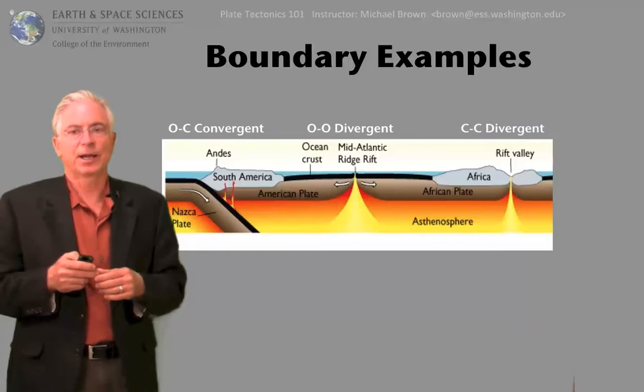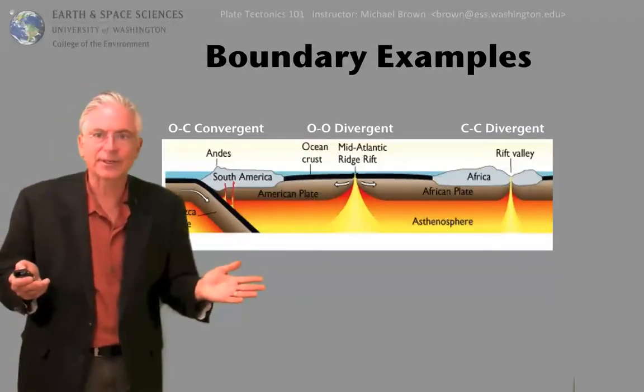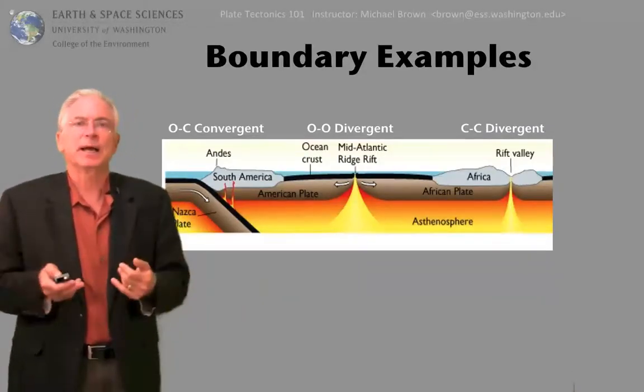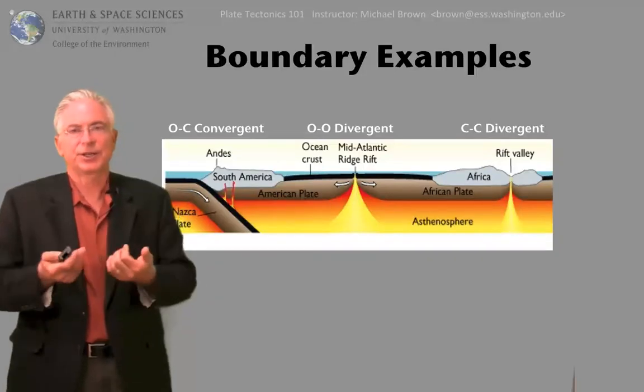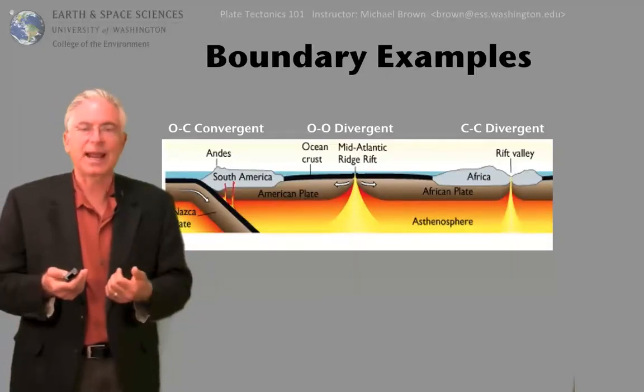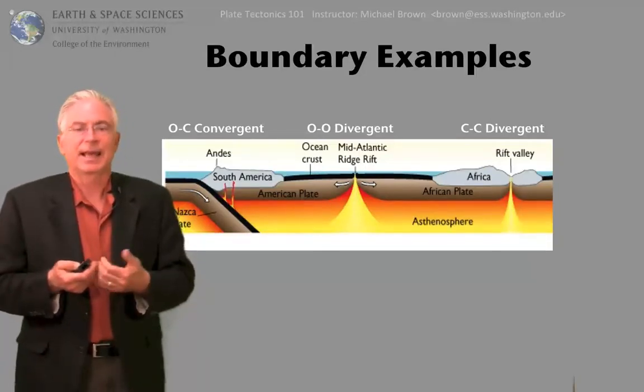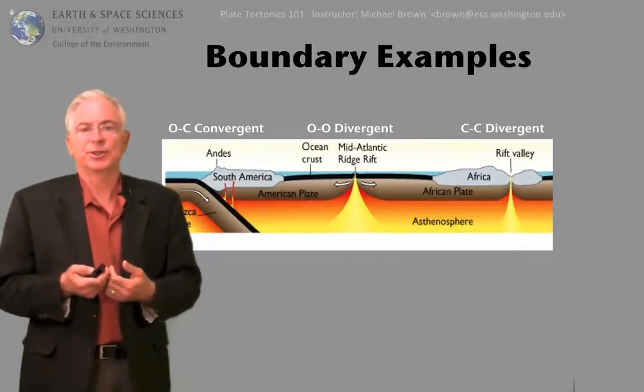Moving farther along this profile, we come to Africa. And again, there seems to be upwelling under Africa that is generating a rift valley through the Eastern African regime, and that would be a continent-continent divergence area.